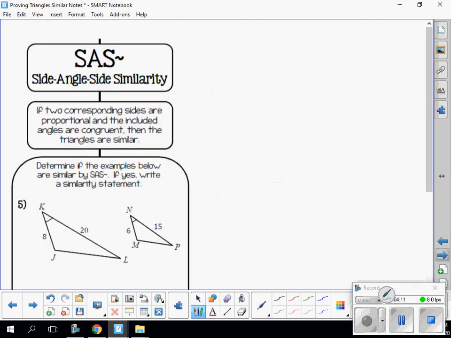All right, and then our last one is side angle side similarity. So this one, it says if 2 corresponding sides are proportional and the included angle is congruent. So it's that same nature that we saw. That angle has to be trapped just like we saw with the congruency. But again, our angles are congruent, our sides are proportional.